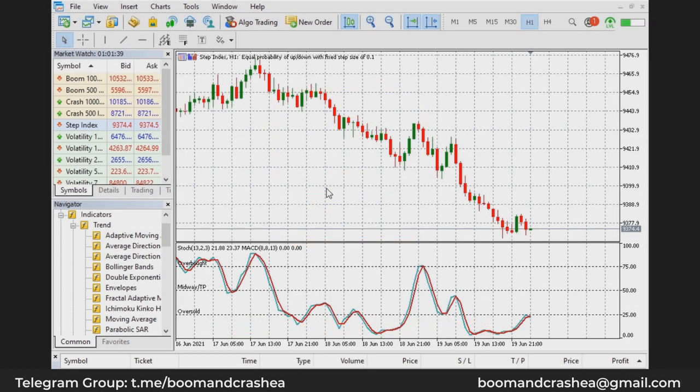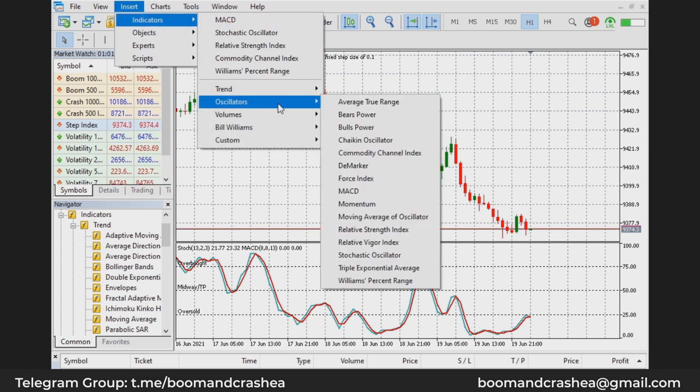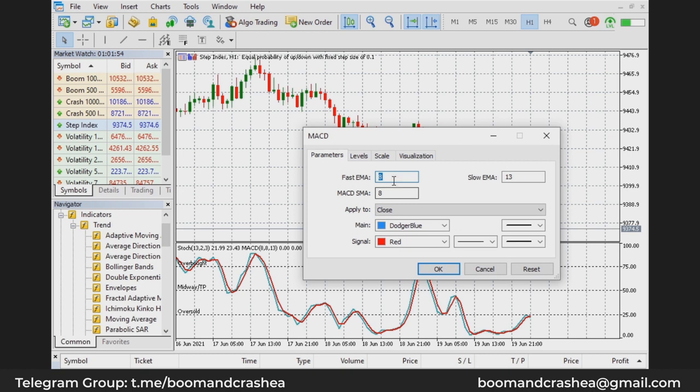What you need to know is the MACD measures the difference between two moving averages, two exponential moving averages, and it's usually displayed in the indicator window as a vertical histogram. So most of us actually just go to insert indicators, oscillators, MACD, and we have settings for it, and we just click OK. But we do not really know what is going on with the MACD behind the scenes.